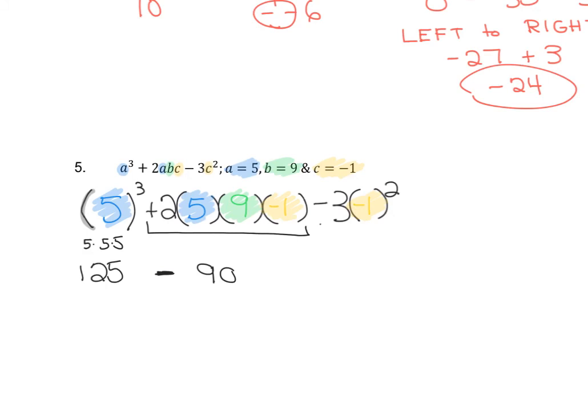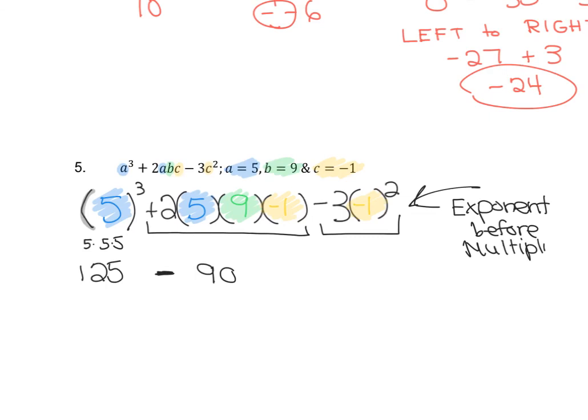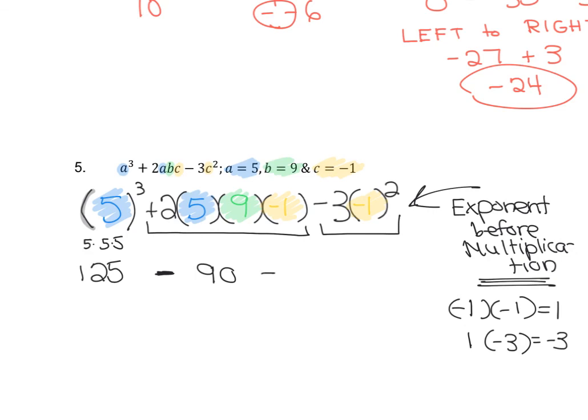Now, over here, we have to do the exponent before multiplication. That's very important. Always, always, always. Okay, so we do -1 times -1. That's the -1 squared, which equals +1. And then we're doing +1 times -3, and that equals -3.